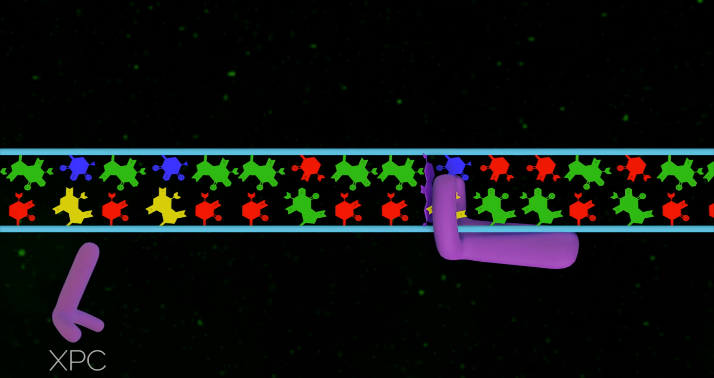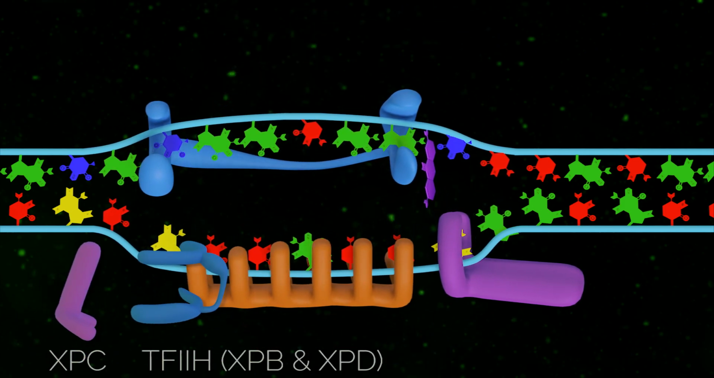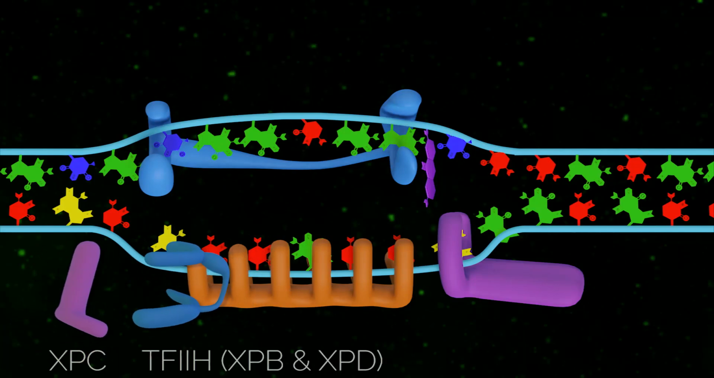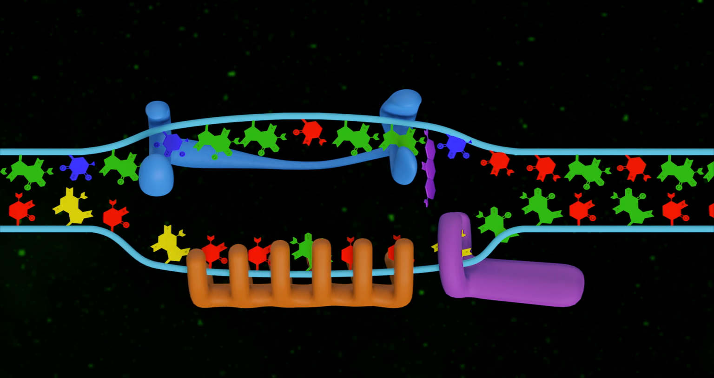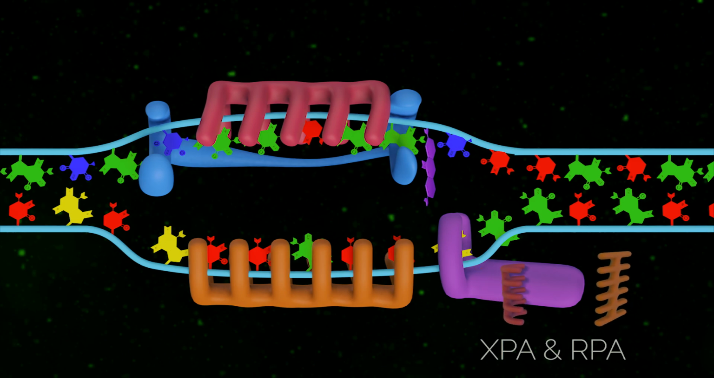XPC recruits a large protein complex called TFIIH, which binds opposite to XPC at the site of the DNA lesion. Two subproteins of TFIIH called XPB and XPD act as helicases and unwind the strand on both sides. This leaves two unwound single strands of DNA, and that is very dangerous, so on the side of the lesion, XPA stabilizes the strand, and on the other side, a single strand binding protein called RPA stabilizes the strand.